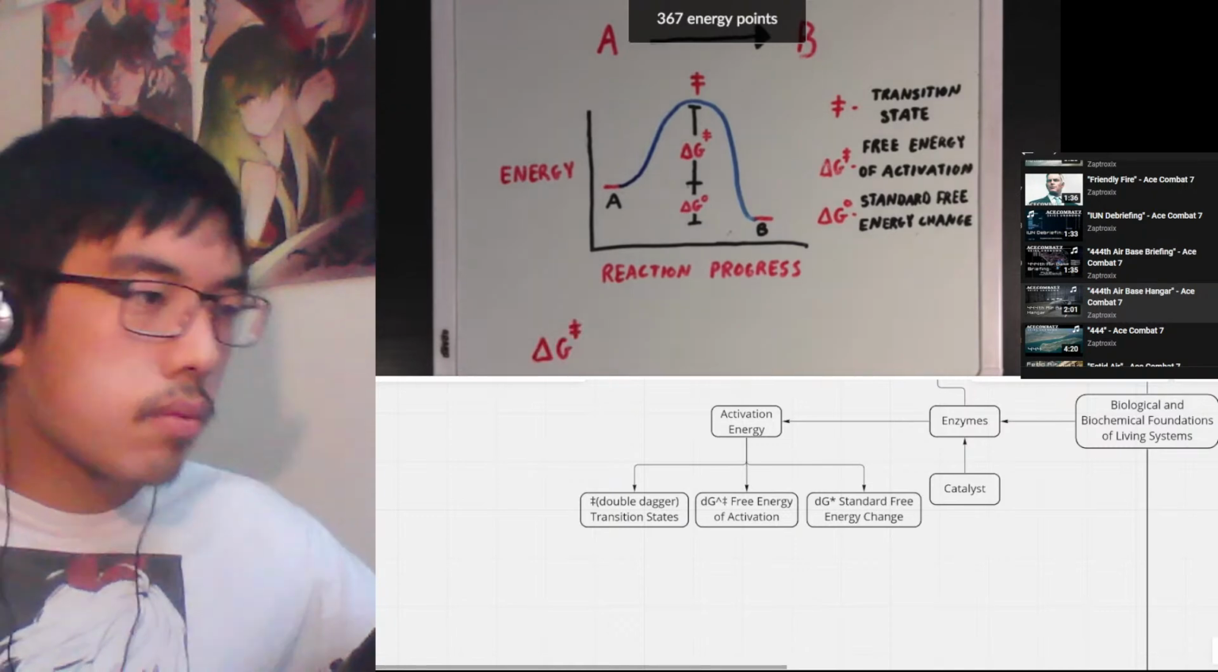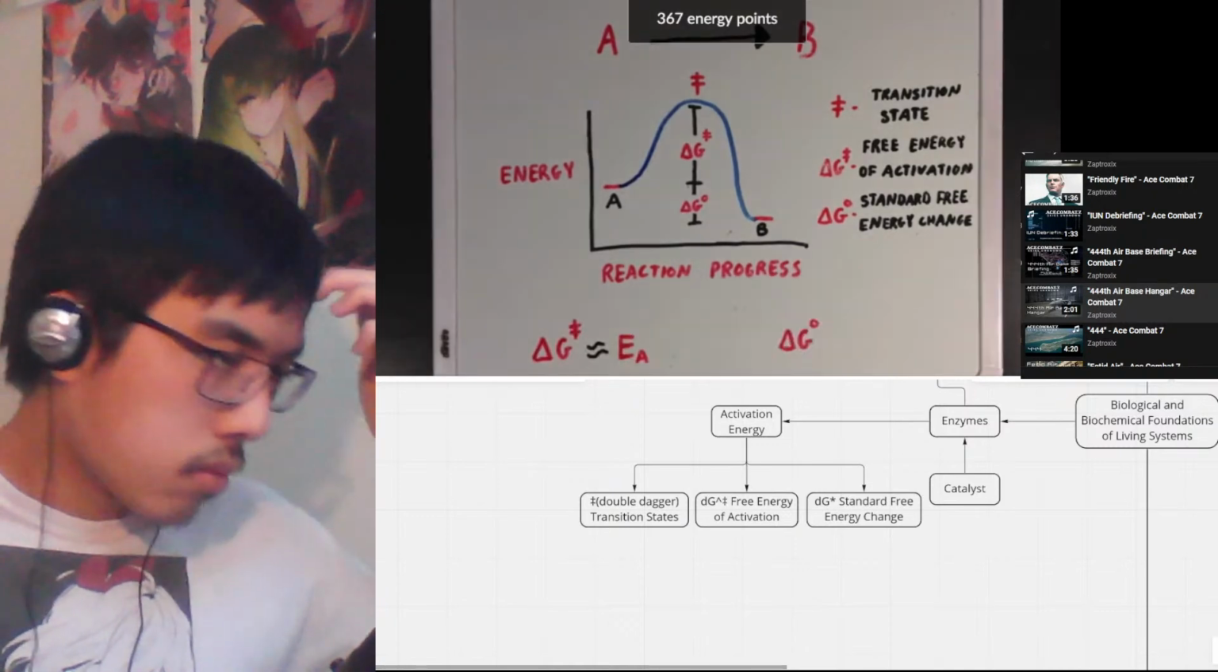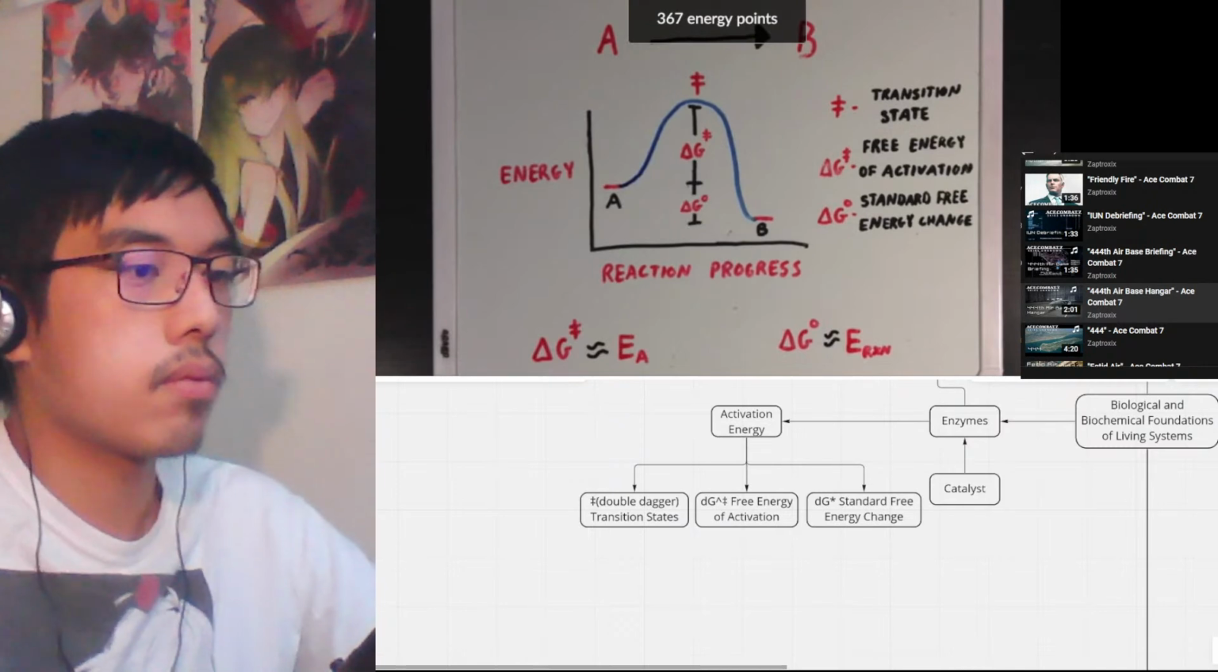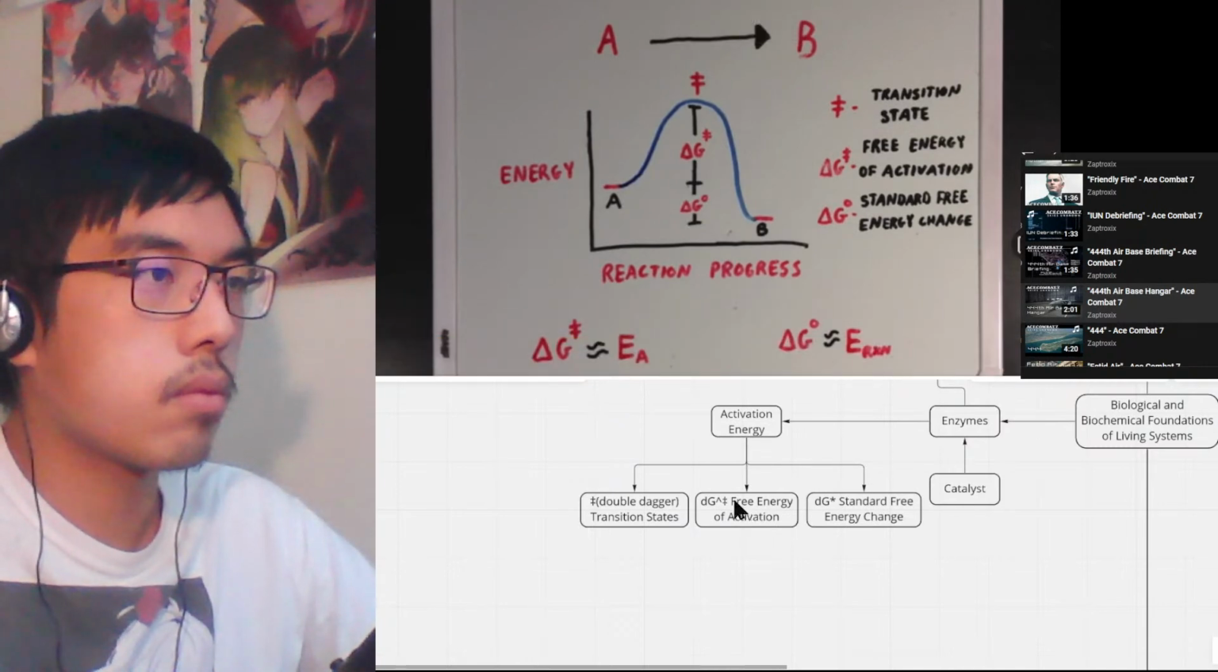Now, I want to quickly point out that you may see delta G double dagger written out as EA in some textbooks, and you may see the standard free energy change for the reaction written out as E reaction. And I'm just letting you know, you might see both sets of terms used from time to time. Now, let's look at an analogy to get a closer look at how this all works.